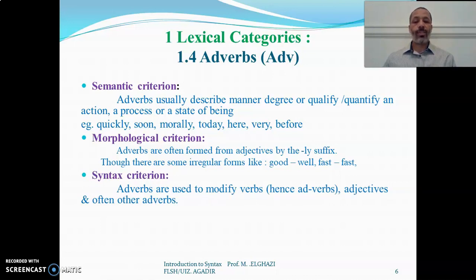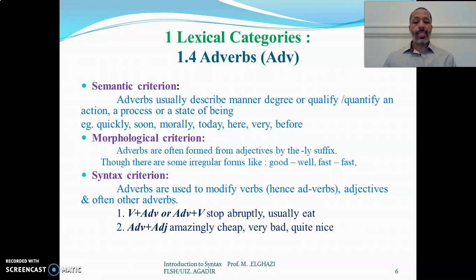Syntactically, adverbs are used to modify verbs, hence the prefix "ad" coming before the term verb. They also modify adjectives, and often they modify other adverbs. So an adverb can occur after the verb as it can occur before the verb. Stop abruptly, usually eat, as examples. Sometimes also adverbs, as we have seen, occur before the adjectives. Amazingly cheap, very bad, quite nice. Adverbs can modify adverbs, as we have seen, very quickly, quite soon.